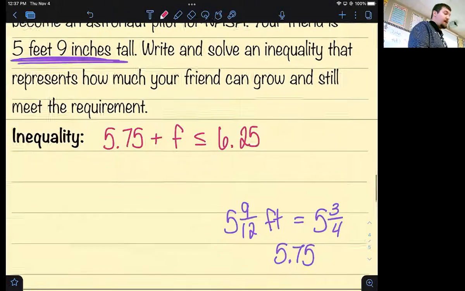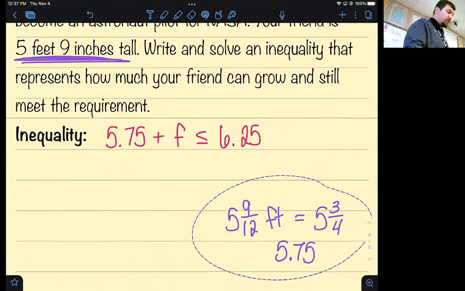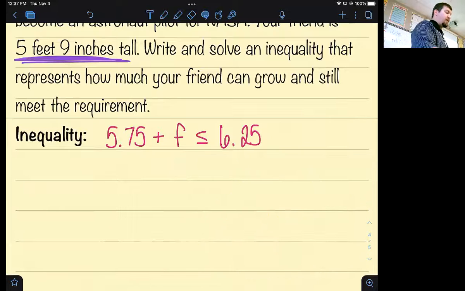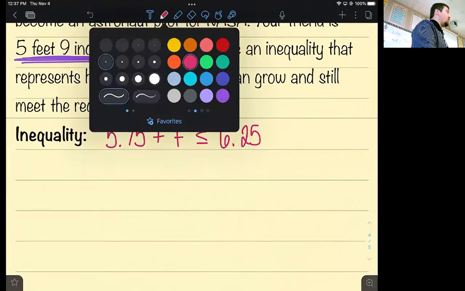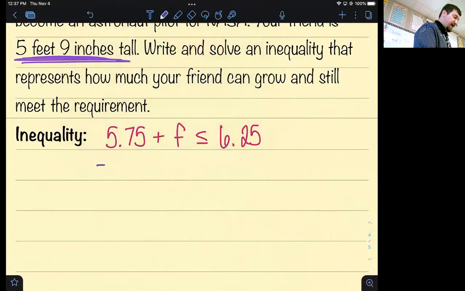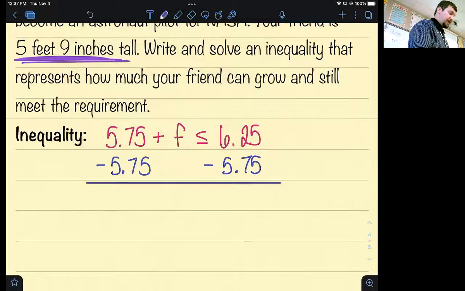From there, Natalie, we could then subtract 5.75, but only after we've written the inequality down. So I am going to subtract 5.75 from both sides. That way we can get F by itself. You can use your calculator for this. You may not even need to. What is 6.25 minus 5.75? 0.5, right? So F is less than or equal to 0.5. Make sure you copy the symbol down.